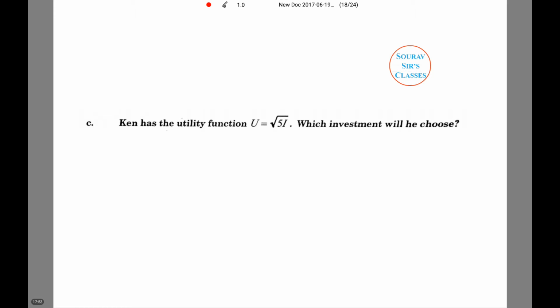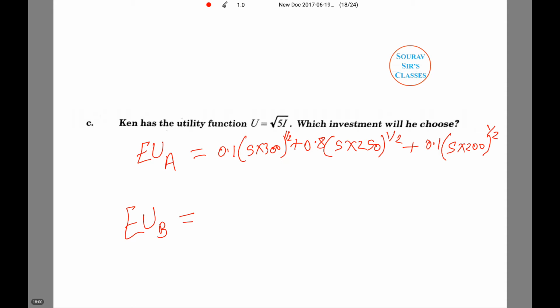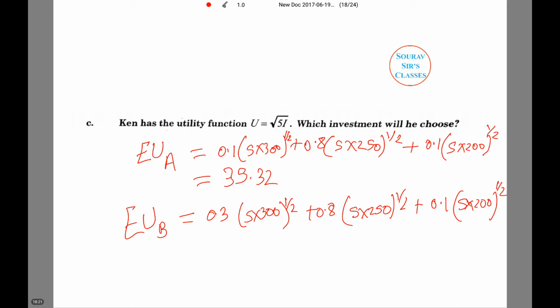Another example, Kane has a utility function u equals root of 5I. Which investment will he choose? Proceeding in a similar manner, we do 0.1 times (5 times 300) to the power half plus 0.8 times (5 times 250) to the power half plus 0.1 times (5 times 200) to the power half, amounting to 35.32. Similarly, we calculate EU for B, which amounts to 35.25.